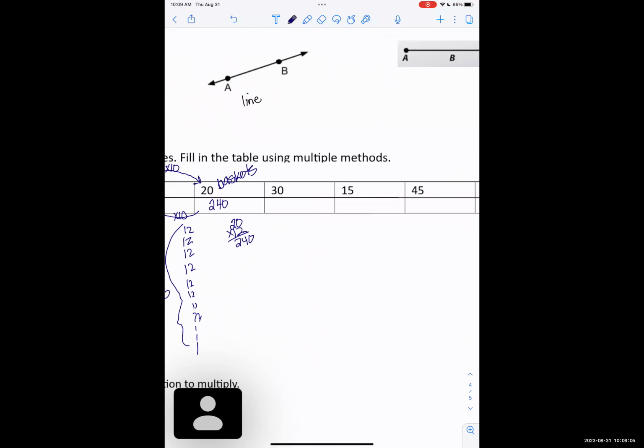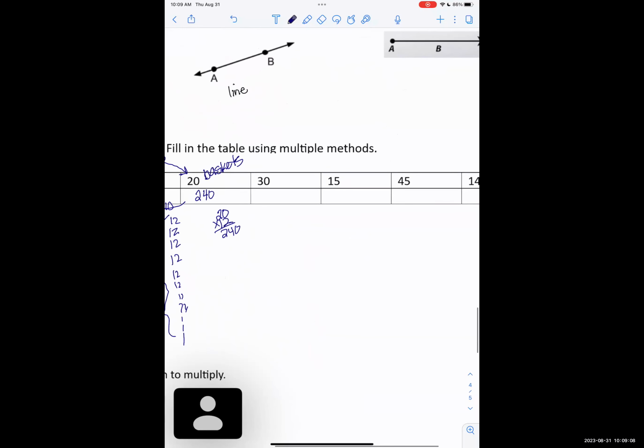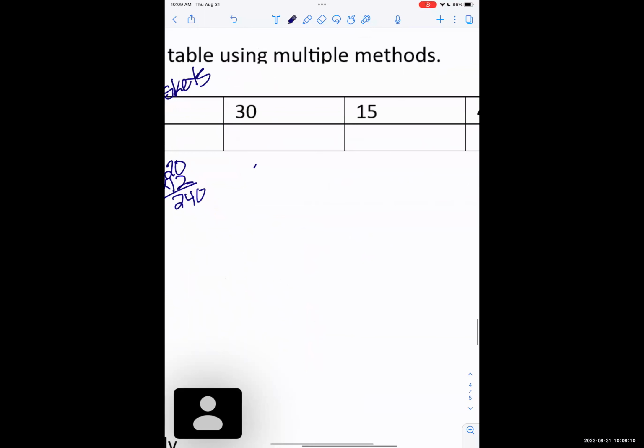Okay. Now, 30, to be honest, I would just do this. 30 times 12. 360, right? Now, I could just take 15 times 12. But does anyone see another method? A shortcut. Yeah, good. Anyone else see it?